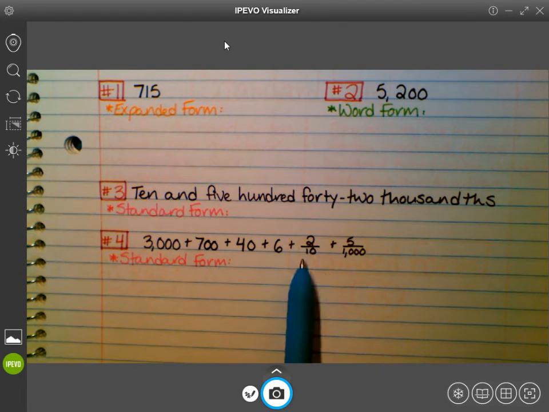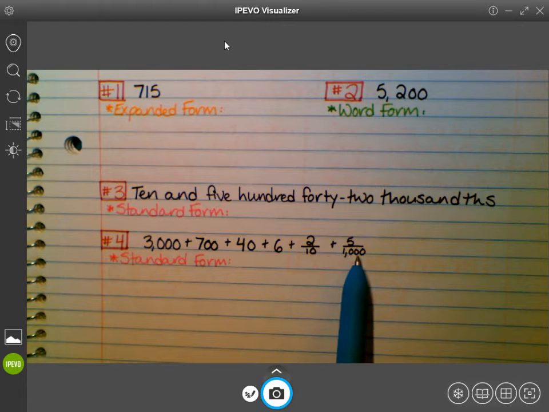Can everyone see what these two are? Yeah. So that's 2 over 10 as a fraction plus 5 over 1,000. So when you're done, you can put a thumbs up on your desk, or you can read quietly or work on something quietly.